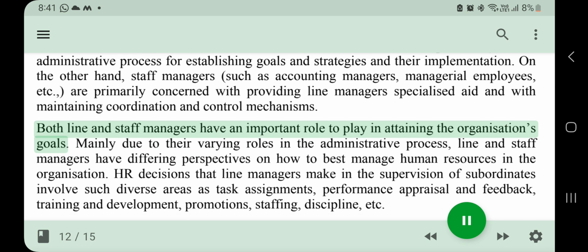Both line and staff managers have an important role to play in attaining the organization's goals.